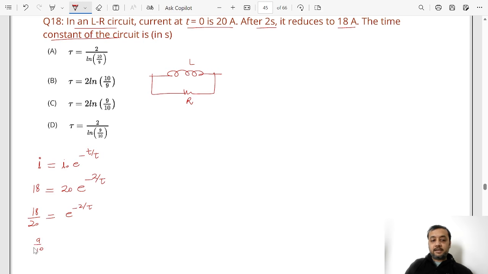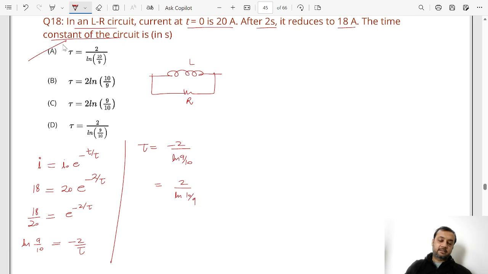Now this is 9 by 10, and we can take ln. So this will become minus 2 by tau. That means tau becomes minus 2 upon ln of 9 by 10. That means this can be written as 2 upon ln of 10 by 9. So option A will be the correct answer for this question.